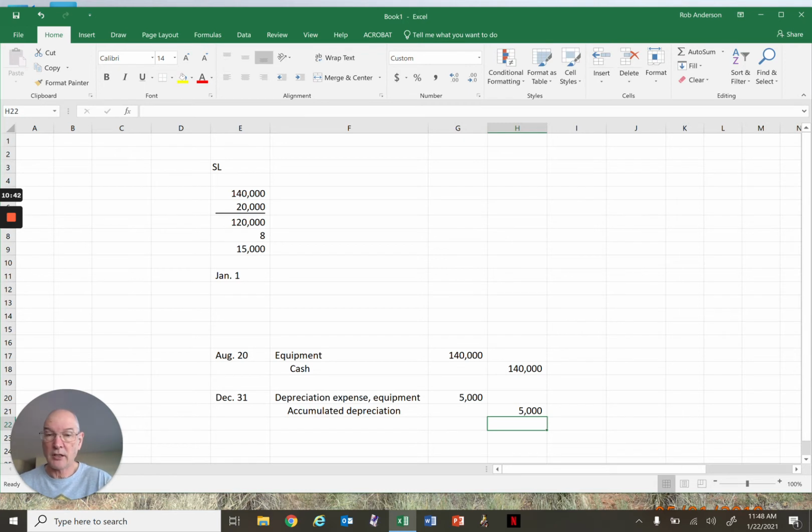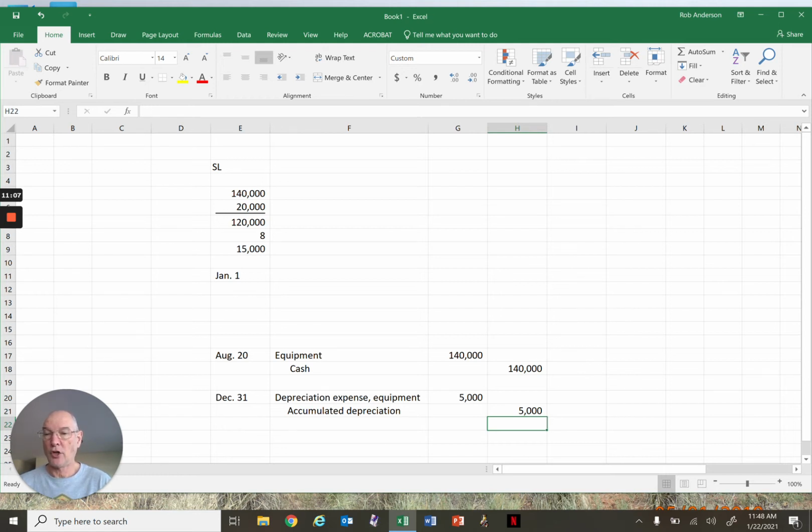Same thing in the year of sale. Now I'm trying not to do a super long video, so we're not going to get into sale of equipment and calculation of gain or loss. That would just turn this into way too long a video. So instead, let's just note that in the year you sell your equipment, you must bring your depreciation expense up to date to the date of sale.